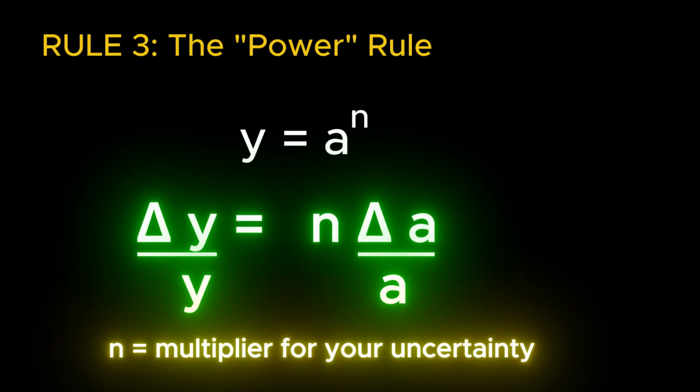Rule number 3 is the grade maker. When a variable has a power, like v squared in kinetic energy or L cubed in the volume of a cube, that power acts as a multiplier for your uncertainty. If your length has a 2% error and you cube it to find volume, your volume now has a 6% error. The power rule is the reason why small errors in a diameter become massive errors in a volume. Respect the power, or it will break your calculation.